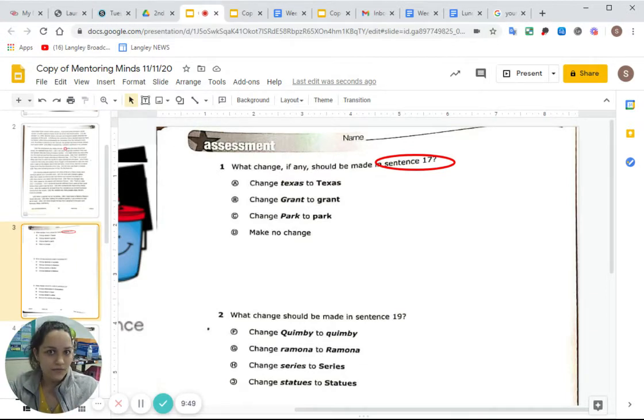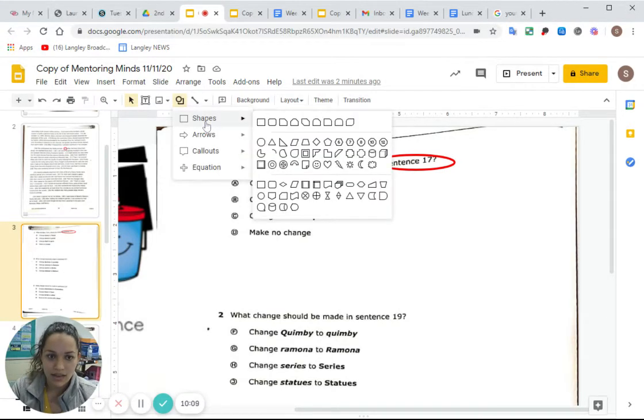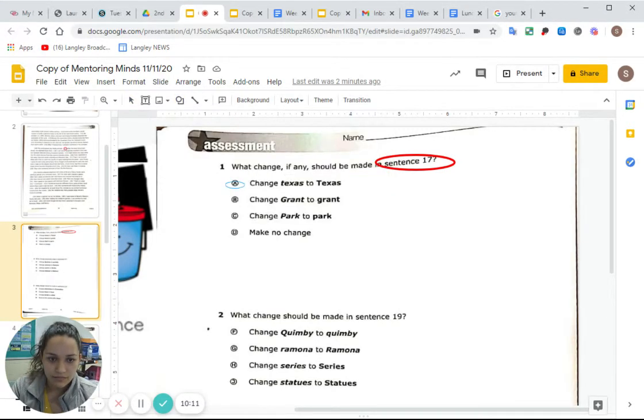How many states are there in the United States? 50, right? So there's a lot. If I just said, I live in that state, would I know what state? No. So I have to be specific. So what do we think about answer choice A? Should we change Texas with a lowercase t to Texas with a capital T? Yes, we should. Okay, so let's put a circle around this one.